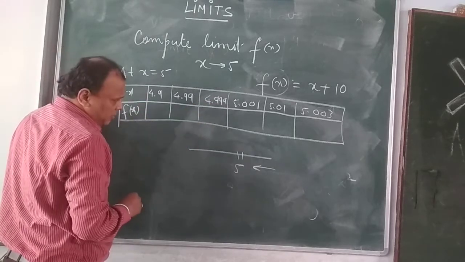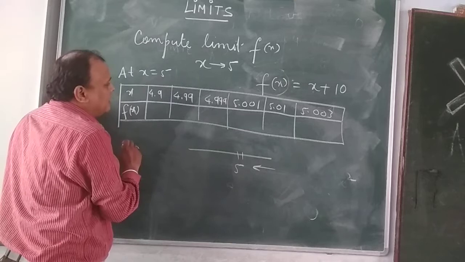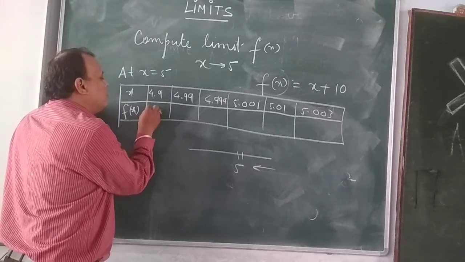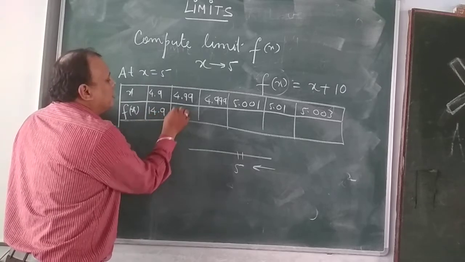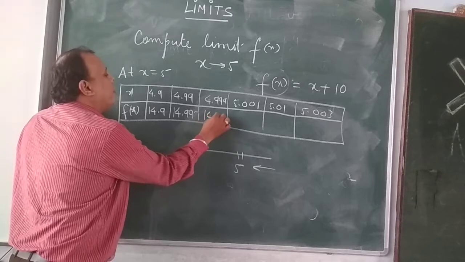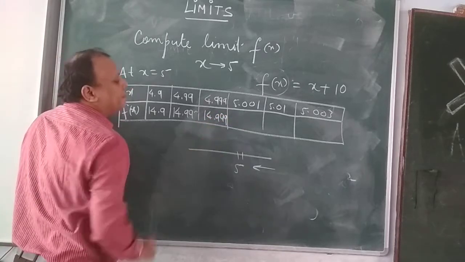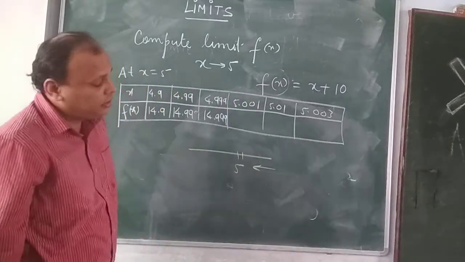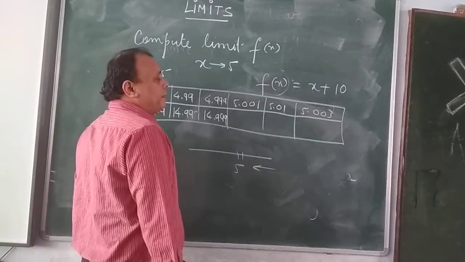When you consider this, we can easily see that the value of the function at 4.9 is nothing but equal to 14.9. Here, 14.99. Here, 14.999. This is the best example I can explain with the concept of limit. Okay, please note down the example, children.